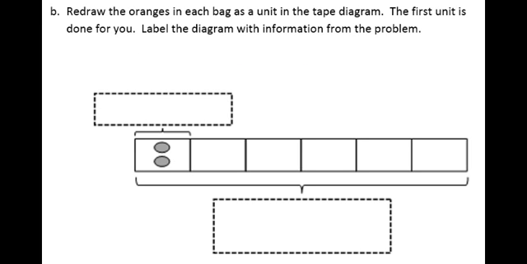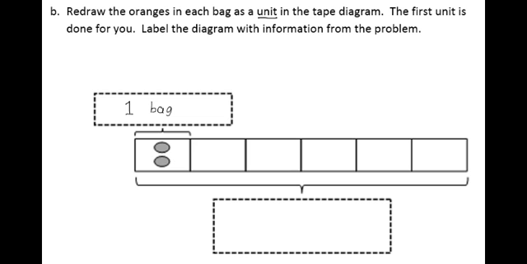In the next part of the problem, we're going to take that same information and transfer it to a tape diagram. The question says, redraw the oranges in each bag as a unit in the tape diagram. The first unit is done for you. Label the diagram with information from the problem. So with tape diagrams, when we talk about the unit, that represents 1 square or 1 rectangle of the tape diagram. So this first section of my tape diagram represents 1 bag, because each bag holds 2 oranges.